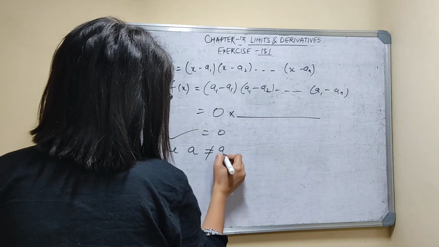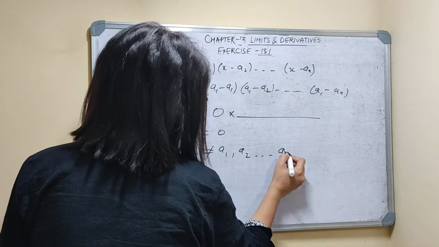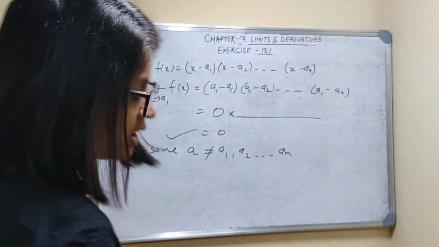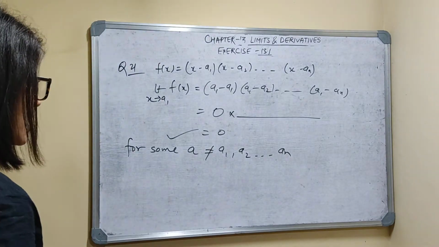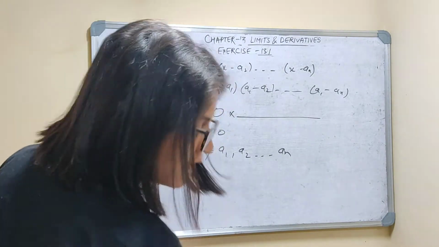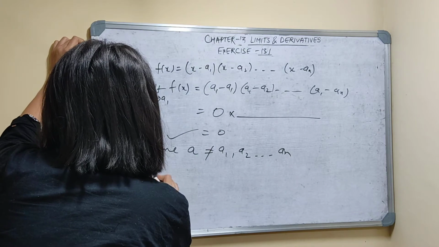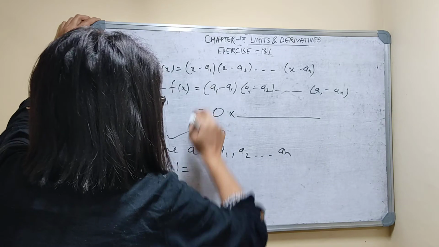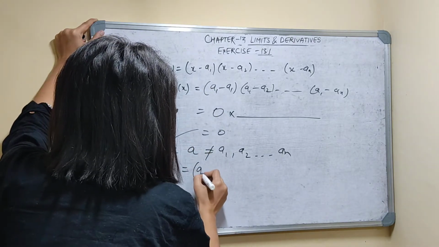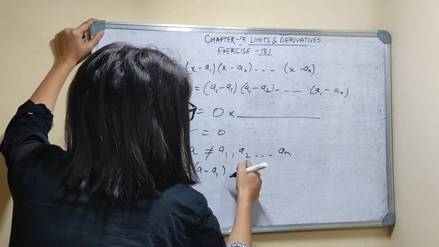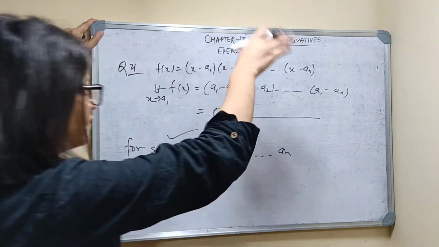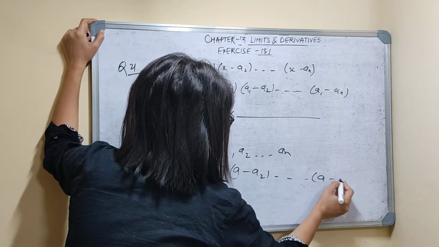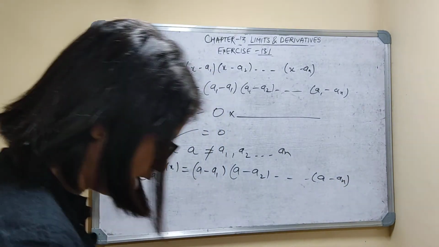for any a that is a real number but not equal to a1, a2, up to an, then you have to find the limit as x tends to a of f(x). So the limit as x tends to a of f(x) will be (a minus a1), because a is not equal to a1, a2, up to an, so not a single term will be equal to 0. So (a minus a1)(a minus a2) up to (a minus an) is the answer.